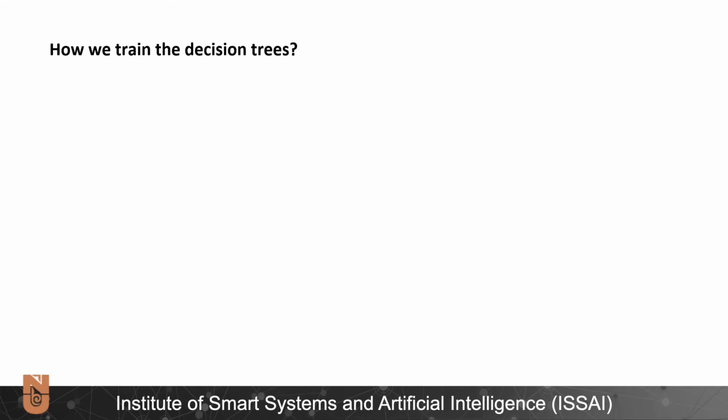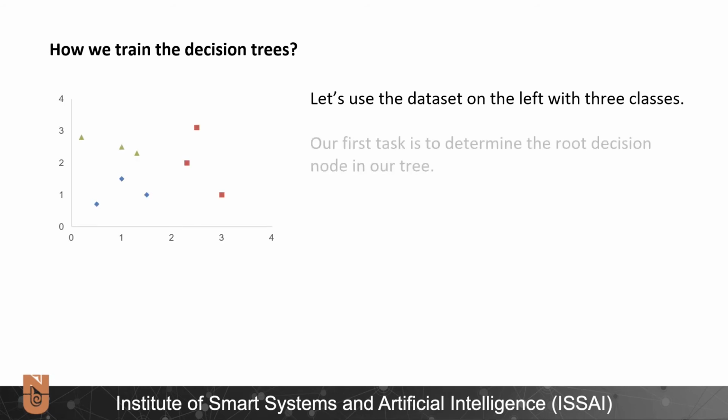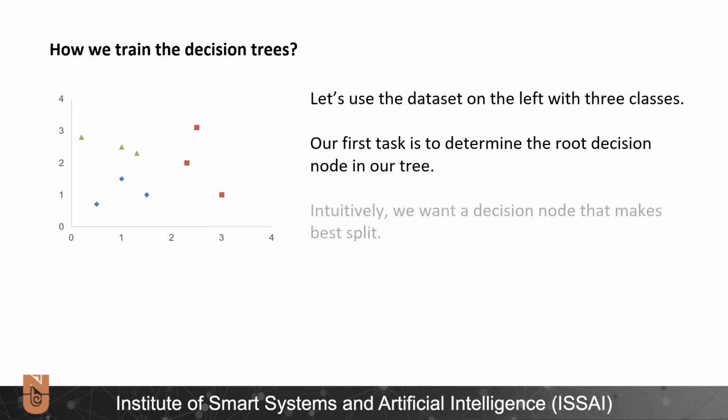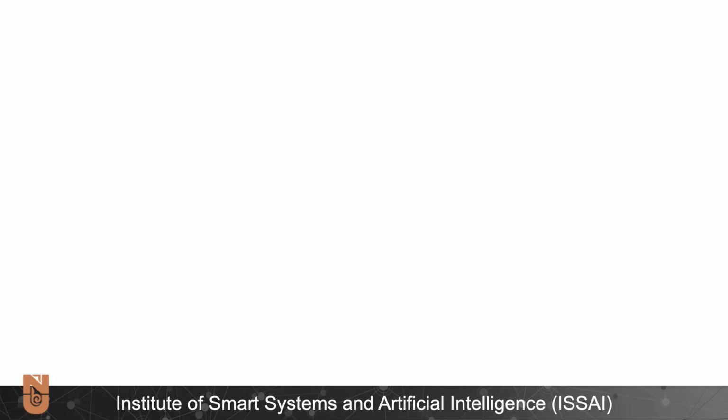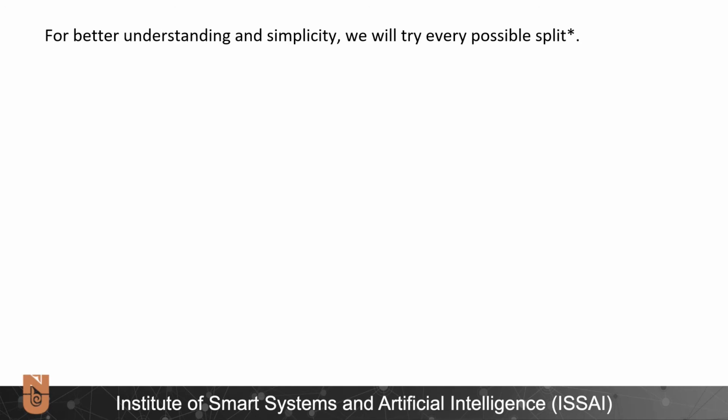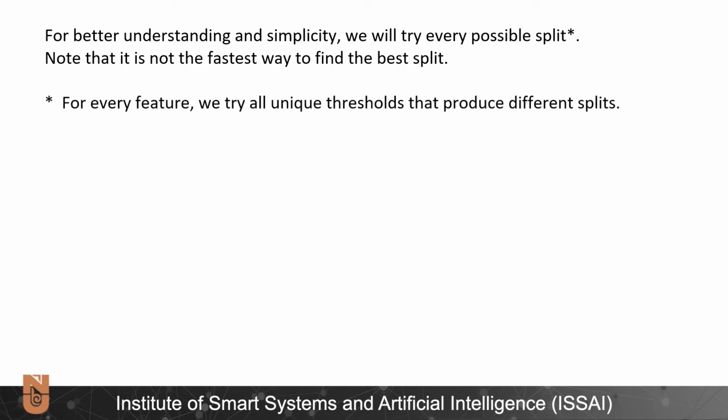How do we train the decision trees? Let's use the dataset on the left with 3 classes. Our first task is to determine the root decision node in our tree. Intuitively, we want the decision node that makes the best split. We will use the Gini impurity criterion to quantify the goodness of splits. For better understanding and simplicity, we will try every possible split. Note that it is not the fastest way to find the best split. For every feature, we will try all unique thresholds that produce different splits.